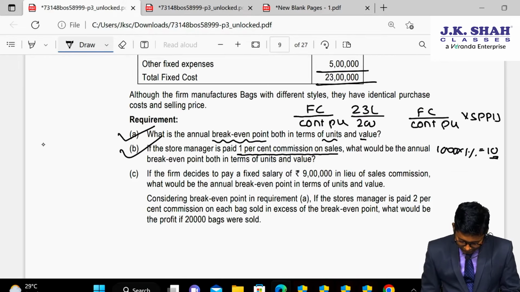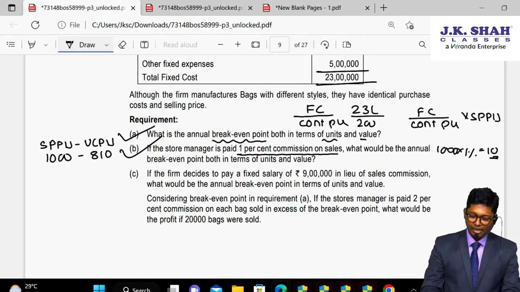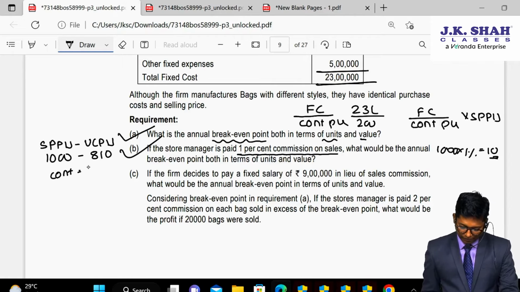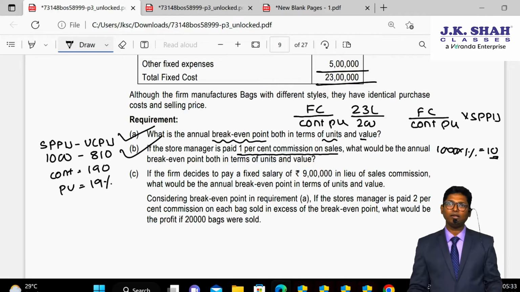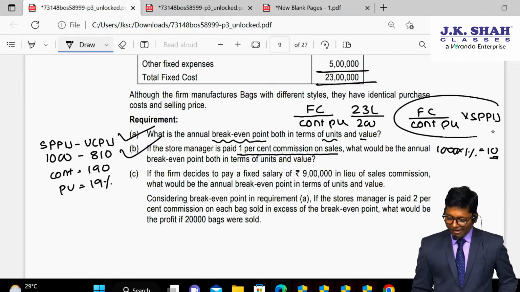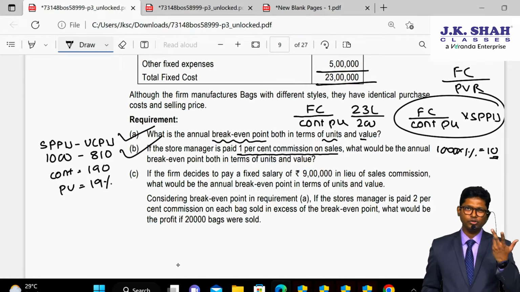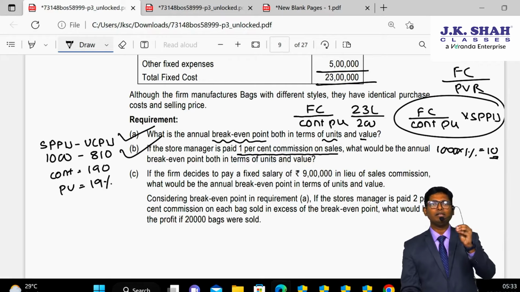So because of this, things will change a little. Selling price per unit minus variable cost per unit: selling price has no change, but variable cost per unit is now 810. When you deduct this 810, your contribution will become 190, and PV ratio would be 19% if you want to calculate it. Now if you don't want to multiply this with selling price, alternatively you can use fixed cost upon PV ratio formula also. The choice is yours, depending upon the given information.